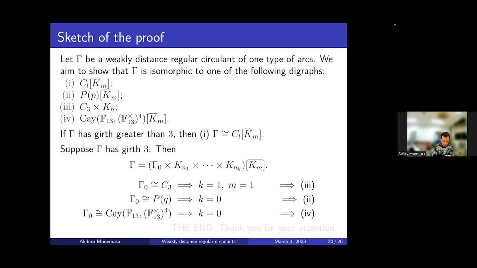Those are the ones we have seen already: the cycle of length 3, the Paley tournament, and the other one on 13 vertices. And once we determine gamma 0, then this extra factor almost vanishes, and this M also sometimes vanishes, and we get these 3 possibilities. Well, this is a very, very rough sketch, and details are completely omitted. But I plan to finish writing this paper, hopefully within this year. Okay, so that's the end. Thank you very much for your attention.